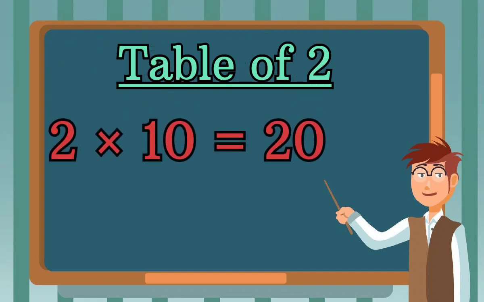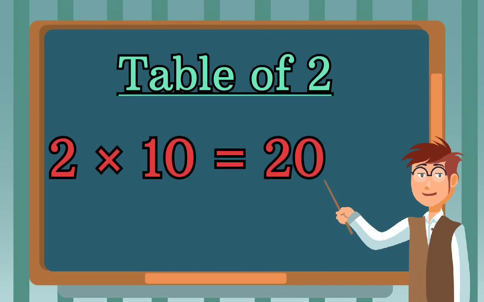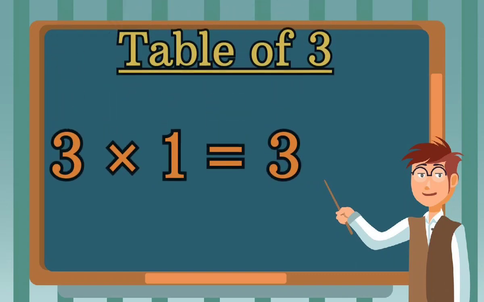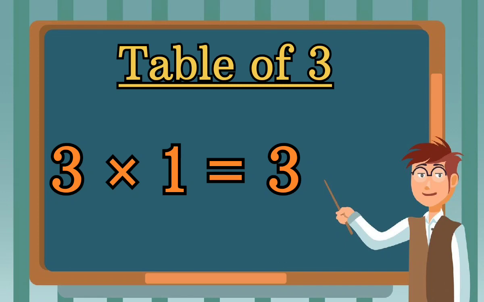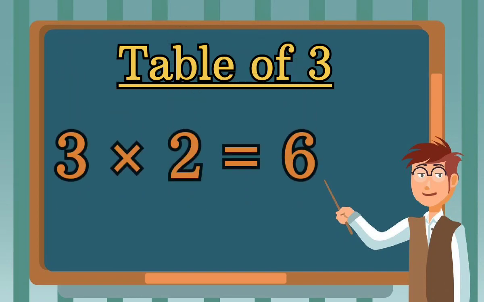Two tens are 20. Table of 3. 3 ones are 3. 3 twos are 6.